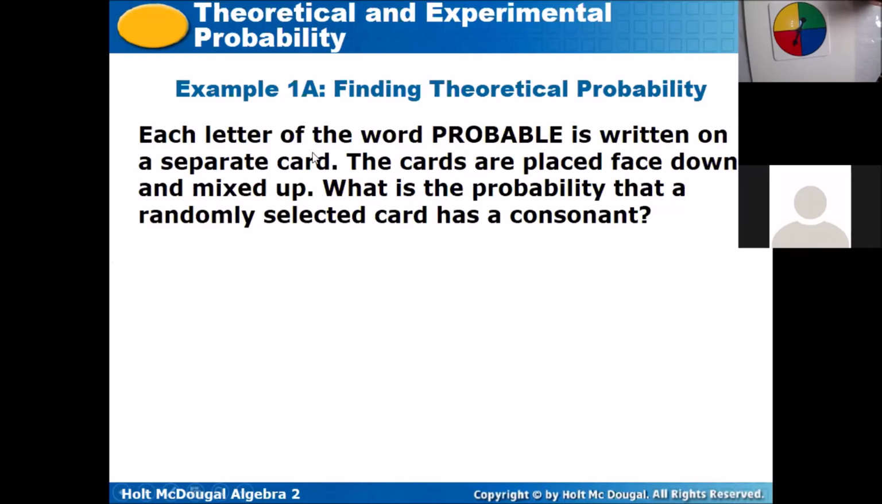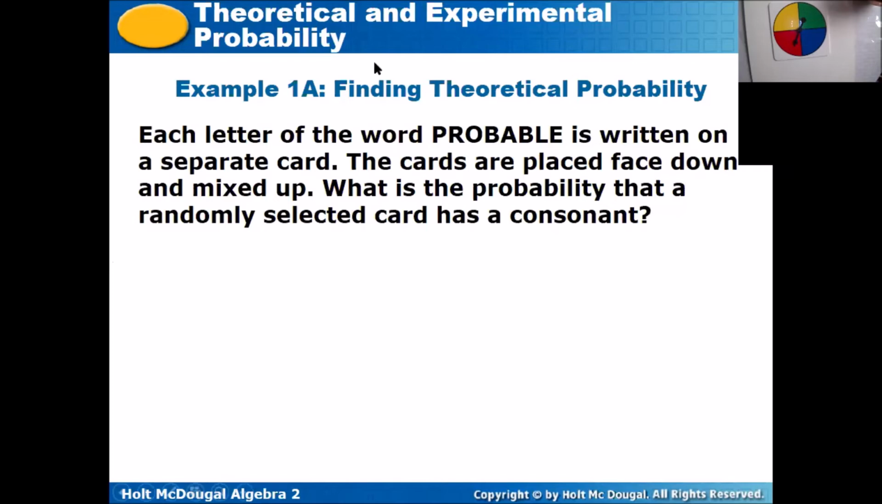So we're going to go ahead and talk about this first example. It says, find the theoretical probability. Each letter of the word probable is written on a separate card. The cards are placed face down and mixed up. What is the probability that a randomly selected card has a consonant? First question for y'all is, how many letters are in the word probable? There's 8. Let's just count: 1, 2, 3, 4, 5, 6, 7, 8.